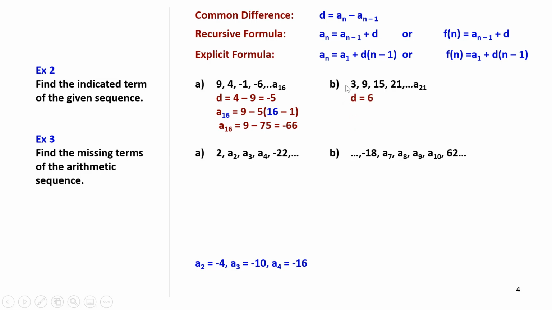All right, so my difference is 6. This one's pretty easy to see, plus 6, plus 6, plus 6. I'm going to go back to my explicit formula again, a sub 21, which means n over here is 21, and then I just do the math on the right side, 123, done.